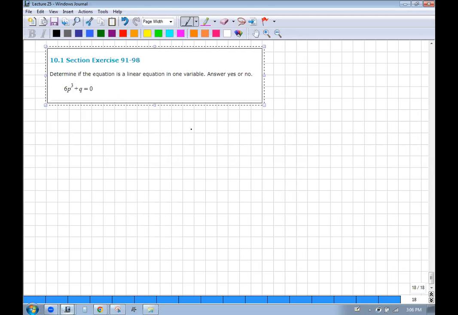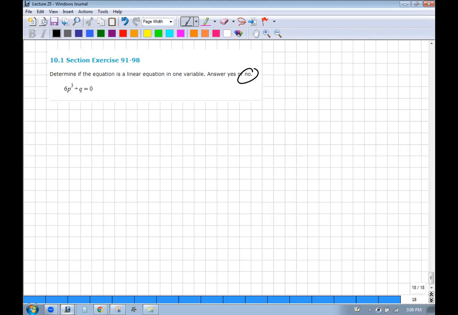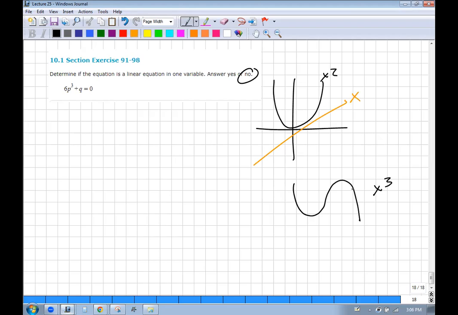Determine if the equation is linear in one variable. Well, there's one variable, but you got a p cubed here, so it's no. If you graph something, a p squared, this would be like x squared, right? A straight line would be like x. This would be like an x cubed.